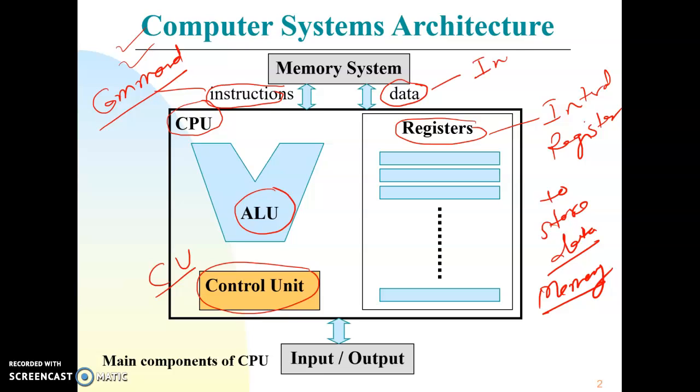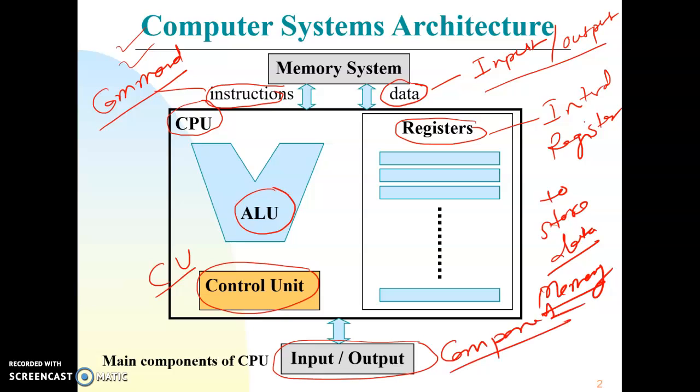The data will be in two forms. It will be either input data or output data, and you can see input and output components connected with the computer system. So all in all, these are the components required in order to understand or in order to organize a computer architecture, and in this session we'll discuss these components one by one in detail.